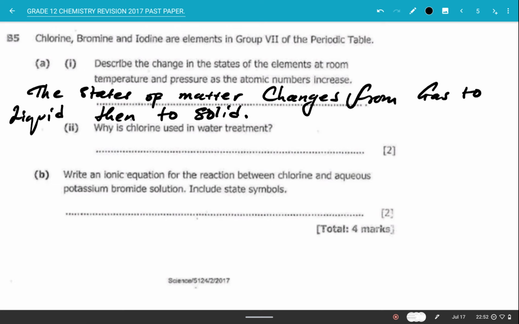So chlorine is used in water treatment basically to kill bacteria. I feel like this is just a general knowledge question.